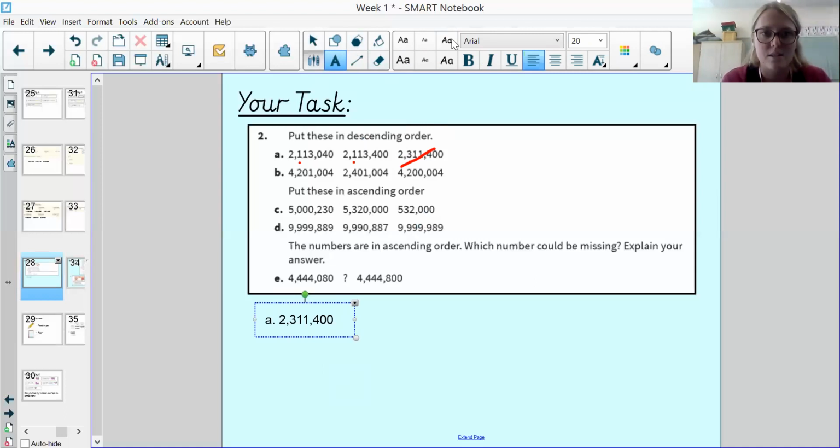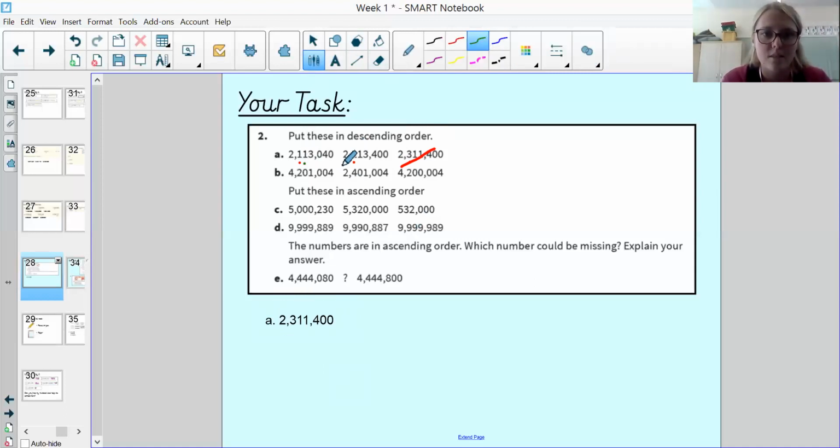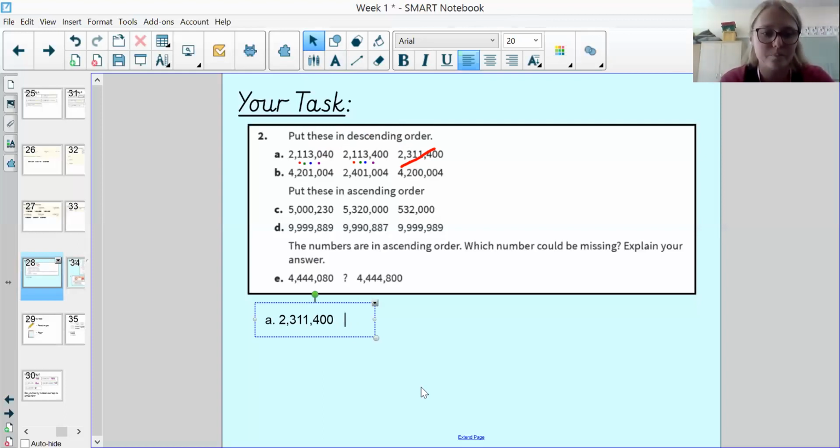So let's look at the 10,000 digit in both of these. We've got 1 lot of 10,000, 1 lot of 10,000. They're the same, so we need to look at the next one. 3 lots of 1,000, 3 lots of 1,000. Again, they're the same, so we need to look at the next column. So the hundreds, we've got no hundreds here and 400 here. So we know that this one is the bigger one of the 2. Okay, so after 2,311,400, the one we've already filled in, we would have 2,113,400, and last would come 2,113,040.